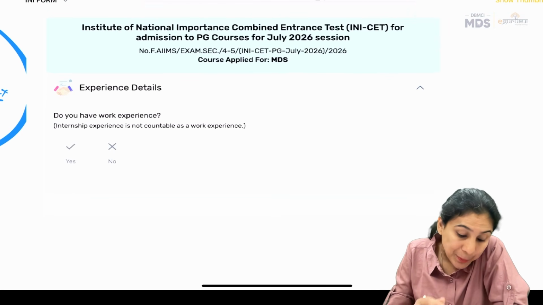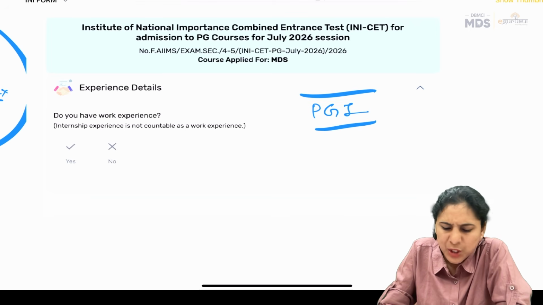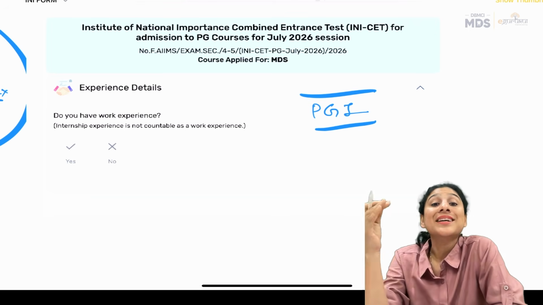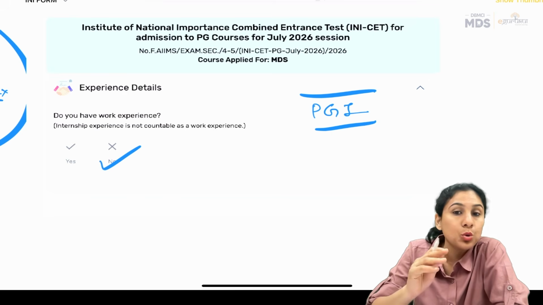Okay. Experience details. Now, experience details are required for admission in PGI. Those who have done a rural posting or something like that, then you have to put a yes. Otherwise, 99% of us will mark no here. Okay.